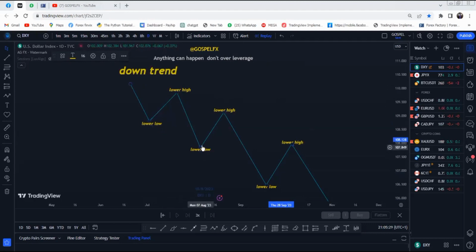The same thing here. This is a lower low. Okay, it's actually lower than this and it's lower than this. And this one is a lower high because it's lower than this, but higher than this. So it's a lower high.